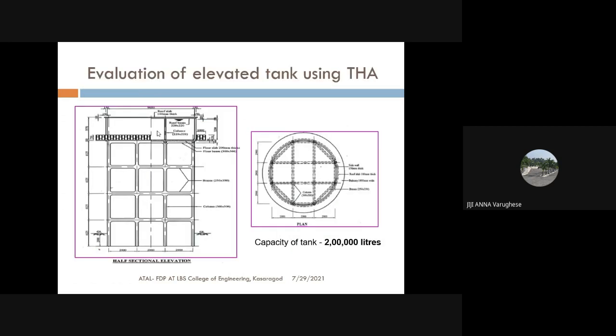Now we will see the evaluation of an elevated water tank which was designed as per these provisions. And this is a very large circular water tank, and it has a capacity of 2 lakh liters. It is a circular water tank, and you can see the columns which are extending inside the water tank also. And this is done to provide supports for the cover slab, so that the cover slab can be divided into smaller panels and we can reduce the thickness of the cover slab also.